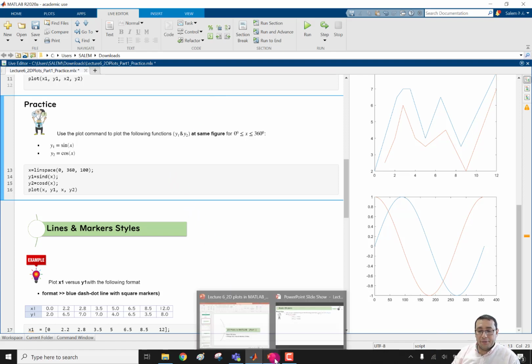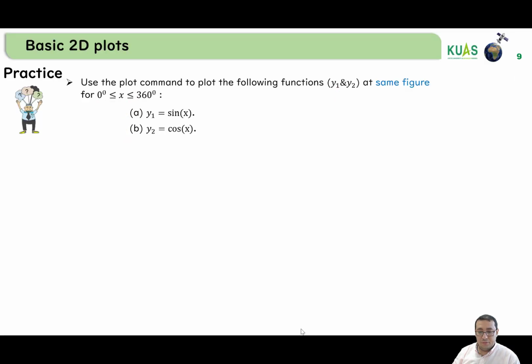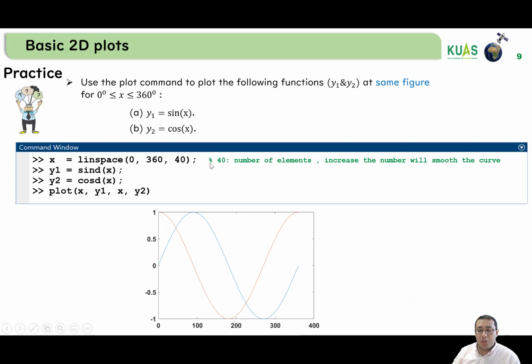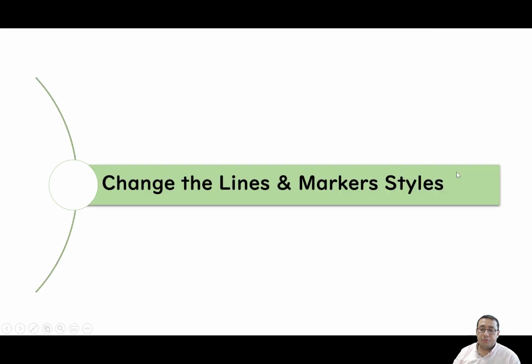Okay, let's go back. And here's the output. As I mentioned, the number of elements we selected in this example is 40, but we can increase the number, and if we increase the number, we will have a smoother curve. We finished the first part, which is just plotting two curves. It is very easy. We have three forms: plot x, y, or just plot y, or plot pairs of x and y, like x1, y1, x2, y2, etc. to xn, yn. In the second part, we need to advance the line and the marker style.